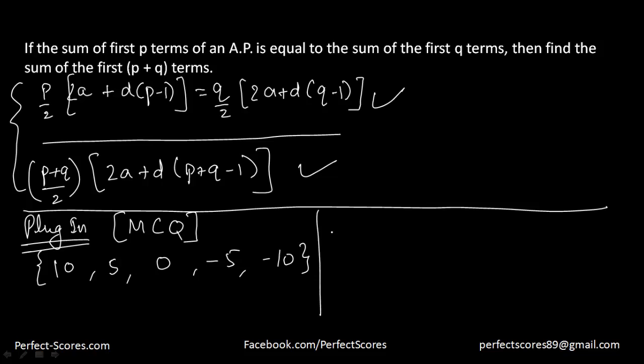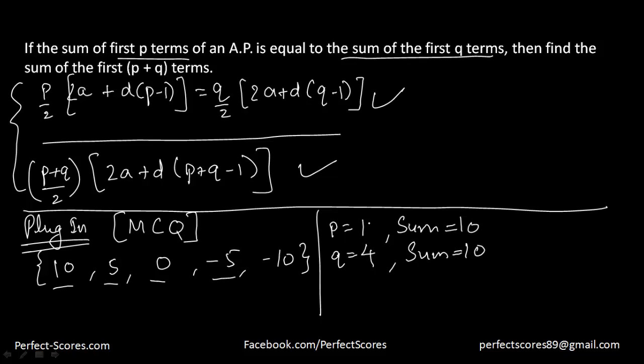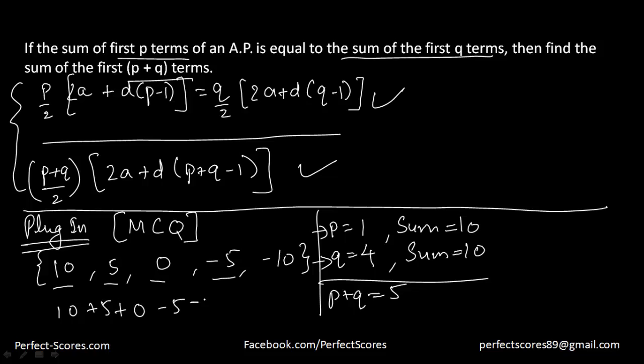So what is the sum of the first term when p is equal to 1? When p is equal to 1, the sum is equal to 10. And when q is equal to 4, what is the sum of this plus this plus this plus this? The sum is again 10. So the question says that the sum of p terms is equal to the sum of first q terms. So what is the sum of p plus q terms? What is the sum of 5 terms? If you add all the 5 terms together, the sum is going to be equal to 0, which is going to be my answer.